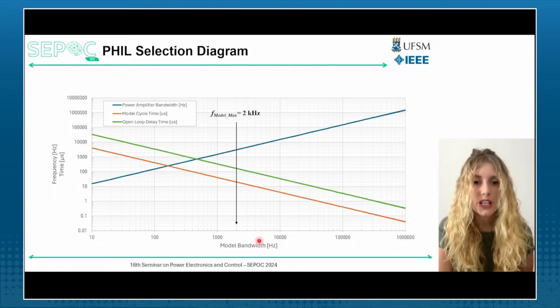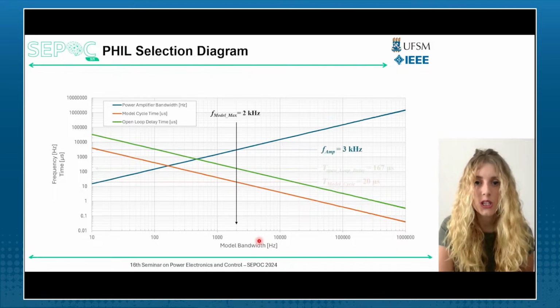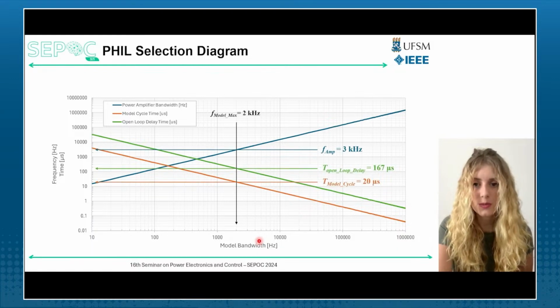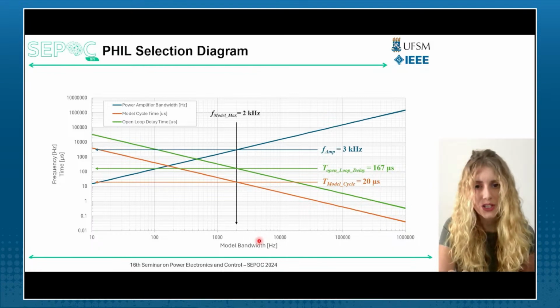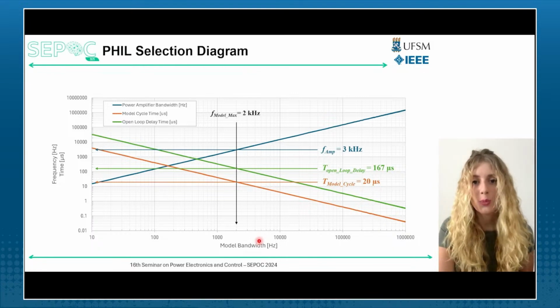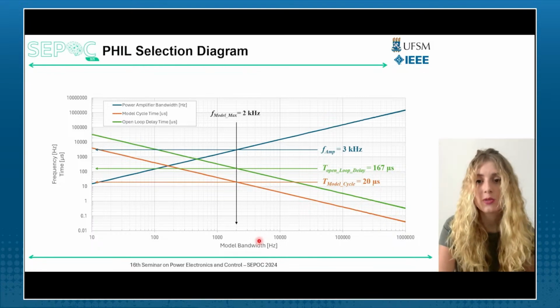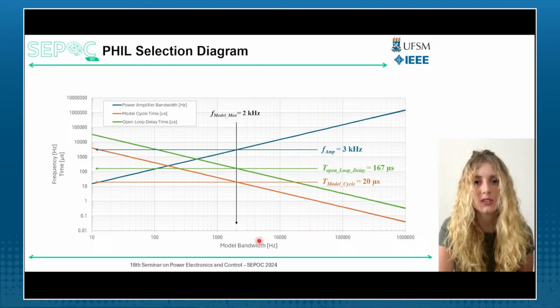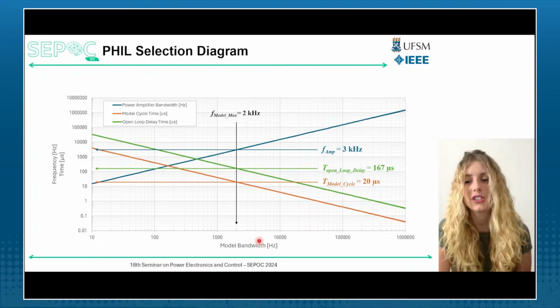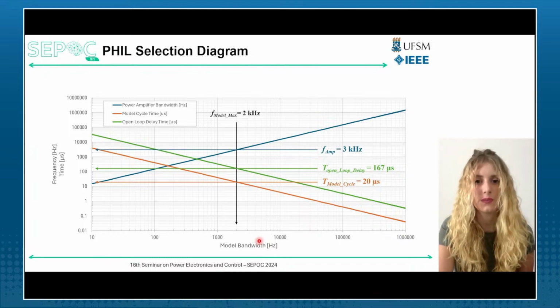So for the model whose bandwidth is 2 kHz, we would need an amplifier with 3 kHz bandwidth. Model cycling time should be around 20 microseconds, and the open loop delay time should be less than 167 microseconds. So this is a first step that you can do in order to determine what power hardware in the loop system you need so that you can successfully simulate your system of interest.